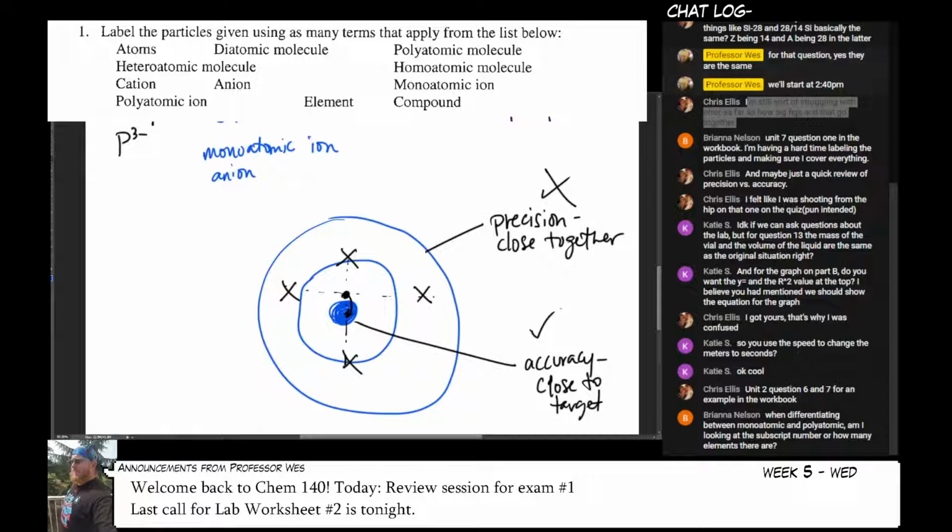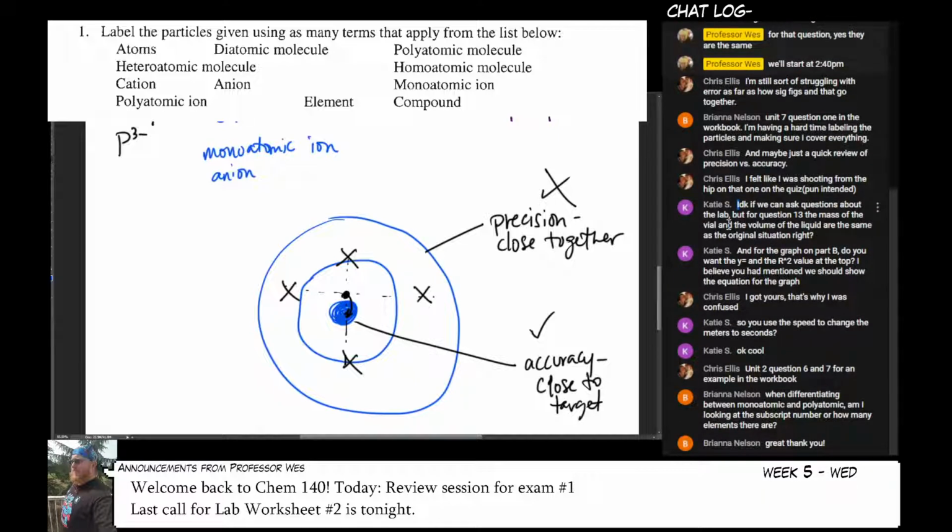All right, where am I now? Okay, so it's just this lab question. Lab question 13, the mass of the vial and the volume of the liquid are the same as the original situation. Yes. So that one is the one where it's either Ava or Contessa. I forget who. Make sure you get the names right, because what a lot of students do is they go back to problem set A or part A or whatever, and they grab the wrong person's data, and so they have the wrong volume. So be careful about that.